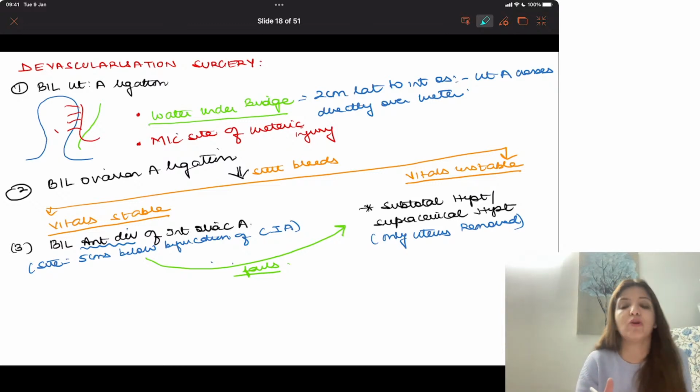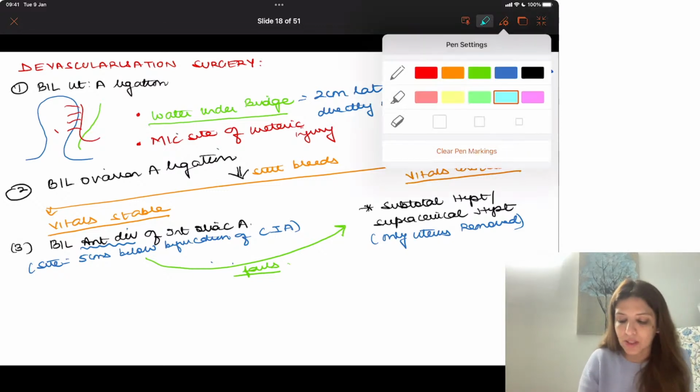And if bleeding is still continuing, then the next step is, in your question, see whether the vitals of the patient given are stable or unstable. Most of the times by this time vitals of the patient would be unstable, and if vitals of the patient are unstable, my next step will not be internal iliac artery ligation. My next step is going to be subtotal hysterectomy or supracervical hysterectomy. Only if the question mentions that the vitals of the patient are stable, then my next step is going to be bilateral ligation of the anterior division of the internal iliac artery. Right? And if this fails, then automatically I go to subtotal hysterectomy.